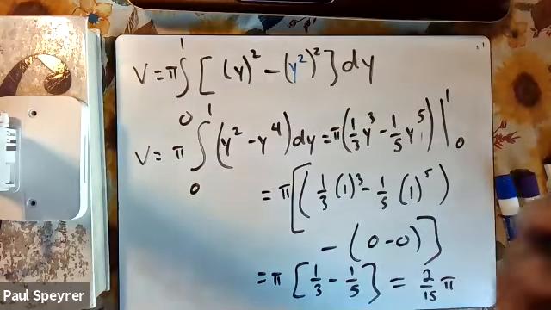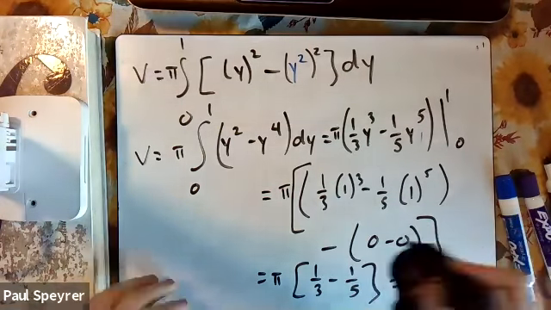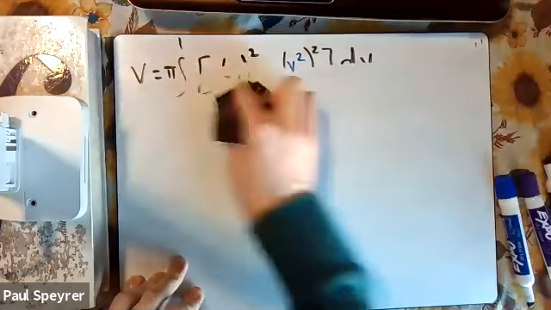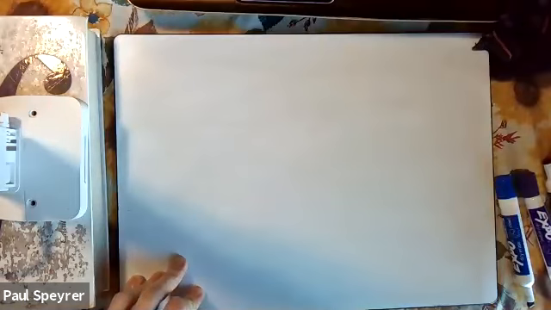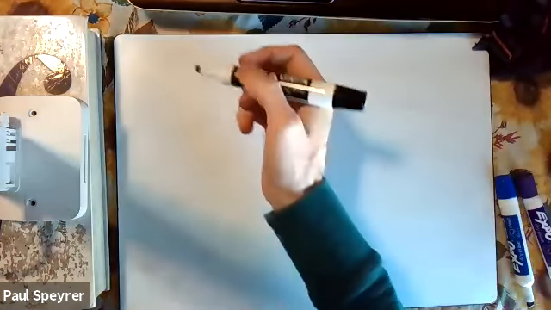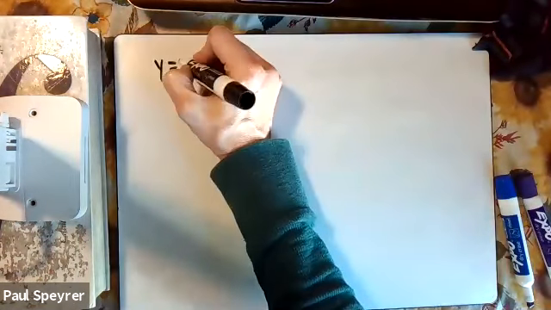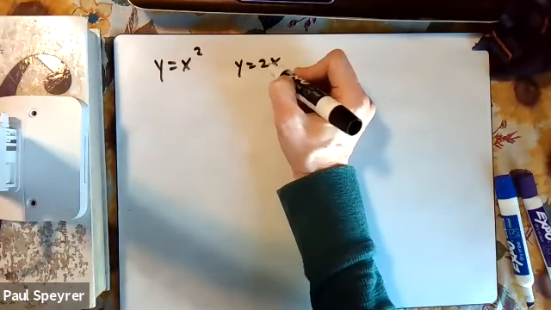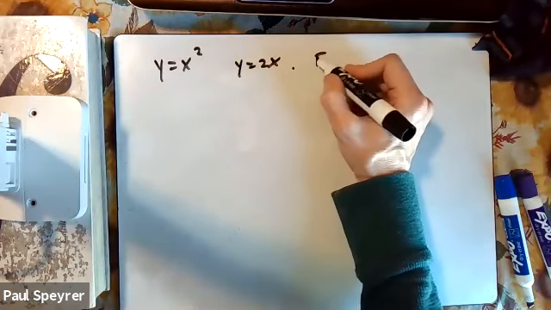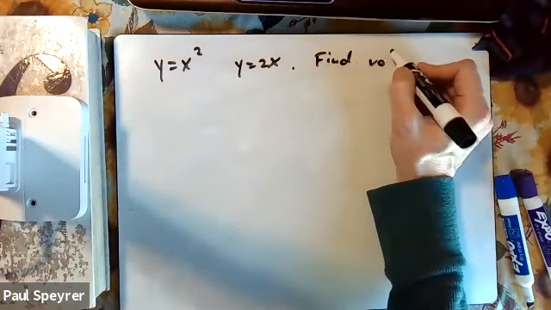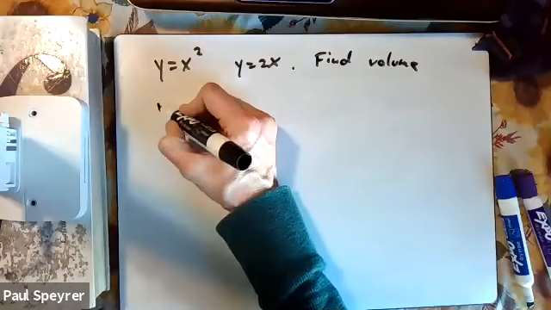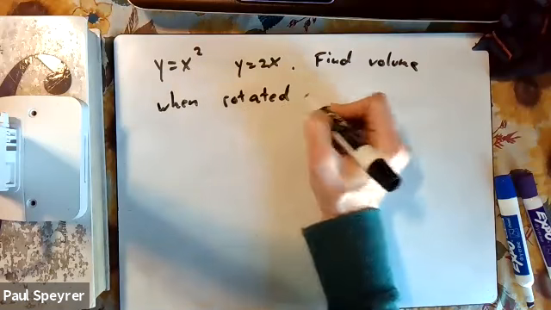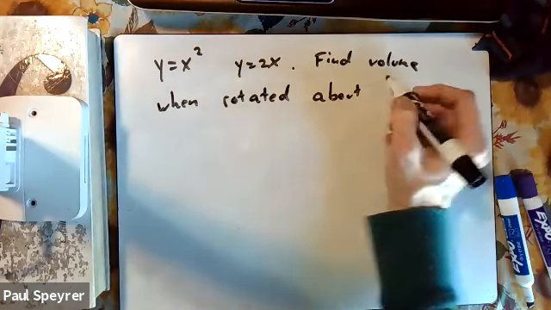All right, so let's do another one, another with respect to y. So let's say this time we have y equals x squared and y equals 2x. So we want to find the volume again, right? Find the volume when rotated about the y-axis.